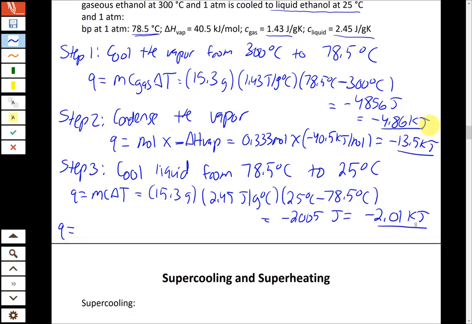So minus 4.86 kilojoules when we cool down the steam, or the vapor. In this case, it's not water, so it's just called vapor. Minus 4.86 kilojoules. The second term was minus 13.5. That's the amount of heat that was involved with condensing it. And then the third one, minus 2.01. And so what we end up with is minus 20.4 kilojoules.